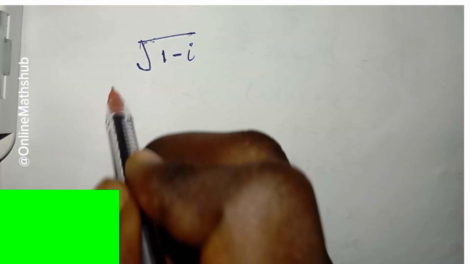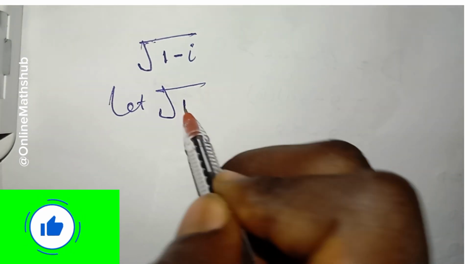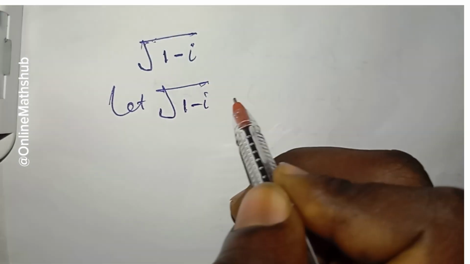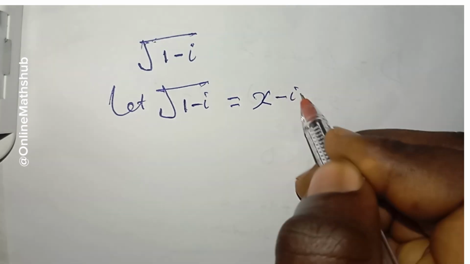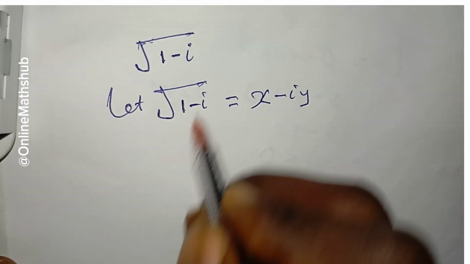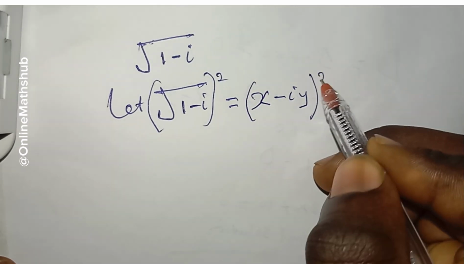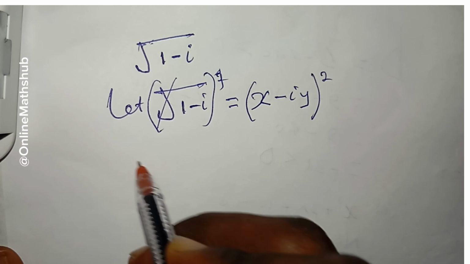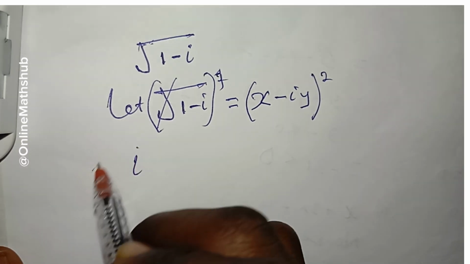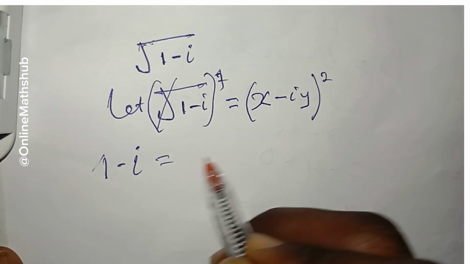Okay, so the first thing I want to do is let root 1 minus i be another complex number x minus iy. I'm just going to take the square of both sides, and if I do that, this is going to cancel the root, and I'm left with the fact that 1 minus i is equal to (x minus iy) squared.